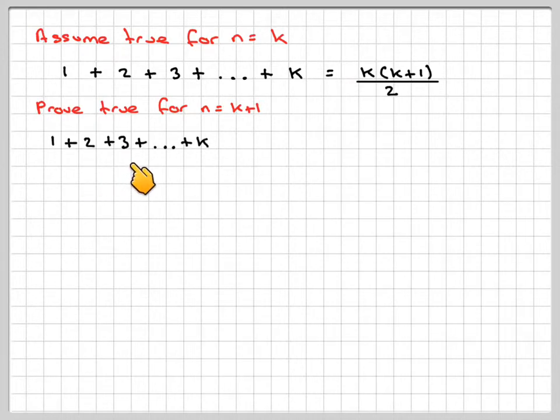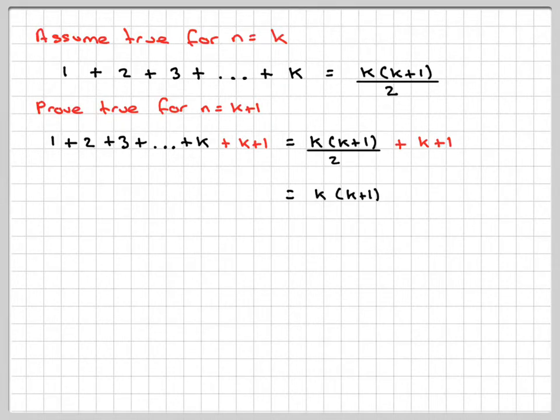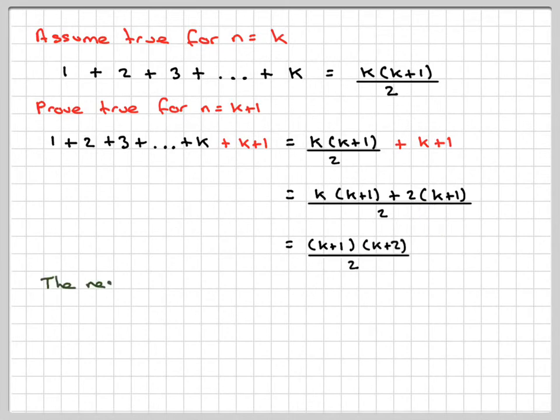So we get 1 plus 2 plus 3 plus up to k, adding in k + 1, will be equal to the sum of all this bit plus another k + 1 because we've added in k + 1. Now if we put that over a common denominator, we get k times (k + 1) plus 2 times (k + 1). Now rather than multiplying out, we can see that k + 1 is a common factor, so it's all over 2 still. We get (k + 1), and then we just get (k + 2) over 2. Therefore, the result is true for n = k + 1.